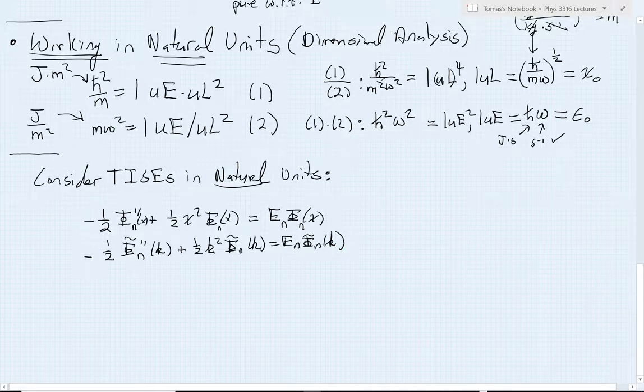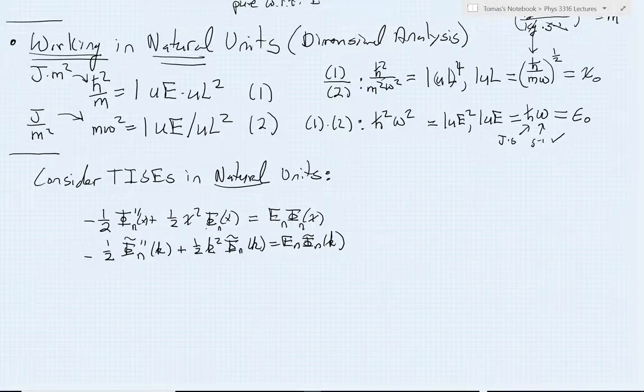Now, look at these equations. They are absolutely identical to one another. The only difference is that I happen to have written this equation with x's in it and this equation with k's in it. But other than that, they are the same exact equation. They therefore have the same exact solutions.